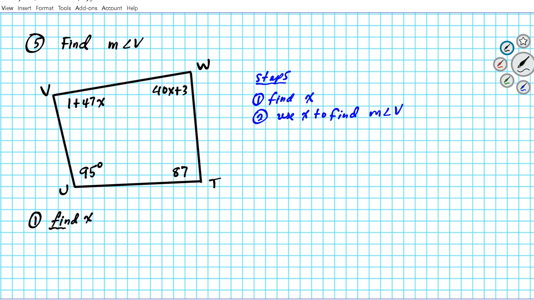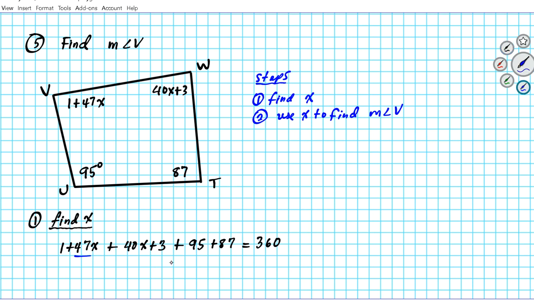So to find x, we're going to use the angle sum property of quadrilaterals. The sum of these four angles is 360. Okay, so let's outline the algebraic expression angle measures first. 1 plus 47x plus 40x plus 3 plus 9, and then let's write down the constants, plus 95 plus 87. If you add all this together, you get 360 degrees. All right, so let's solve this resulting algebraic equation.